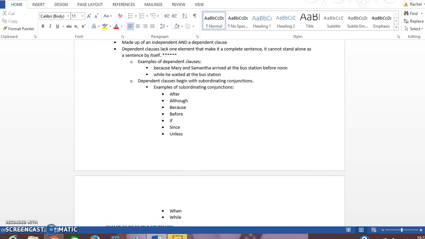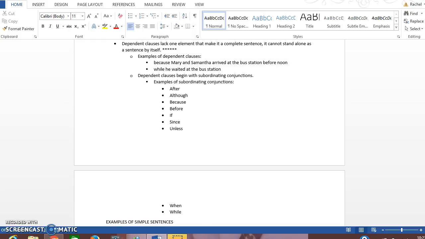Okay, so a subordinating conjunction, here are some examples of those. After, although, because, before, if, since, and unless. When and while. Once again, those are not all the subordinating conjunctions, but these are some of the most popular. All right, I am going to move down, so if you don't have all of this written, make sure you pause the video.